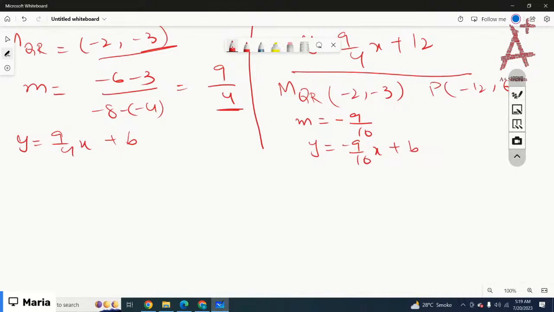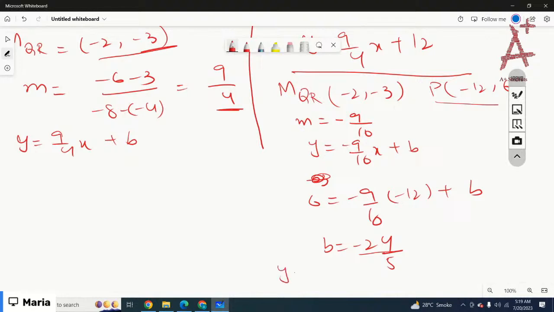You have to use the point P. 6 equals negative 9 over 10 times x, where x is negative 12, plus b. It would be b equals, you can calculate on your own, negative 24 over 5. Now the other equation is y equals negative 9 over 10 x minus 24 over 5. You have now two equations.